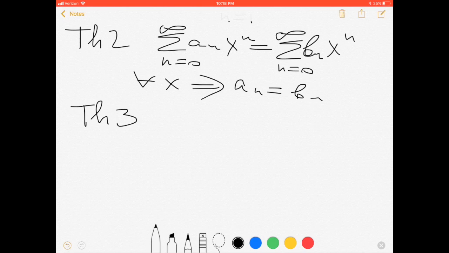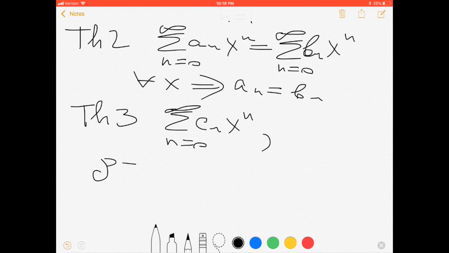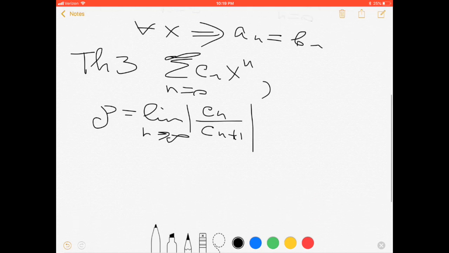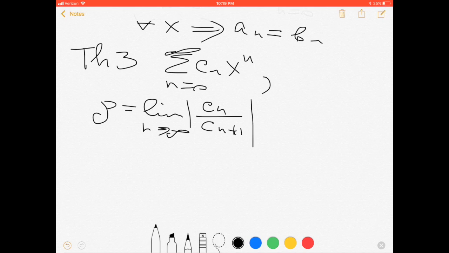And the third theorem is about radius of convergence. If you have a power series c_n x to the n, and rho is the limit of the absolute value of c_n over c_(n+1) as n approaches infinity, then one of these three situations is possible.